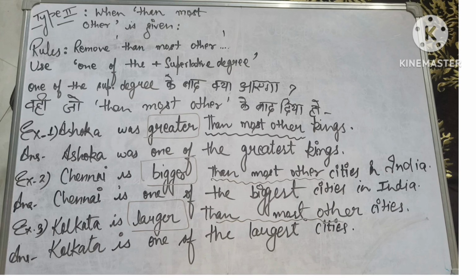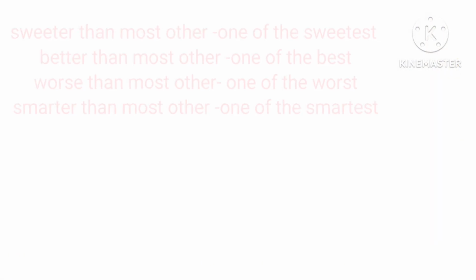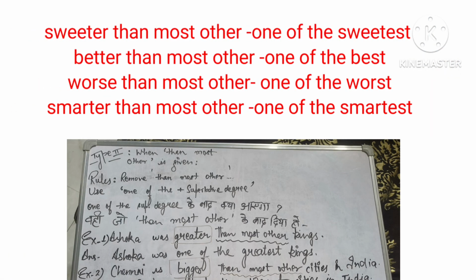Similarly, "bigger than most other" will be removed. You will write "one of the biggest". "Larger than most other" will be removed, "one of the largest". Suppose it were "sweeter than most other". Then what will we do? "One of the sweetest". "Better than most other", "one of the best". So what are we doing? We are just bringing the superlative degree of the given comparative degree, and we are removing "than most other" also.